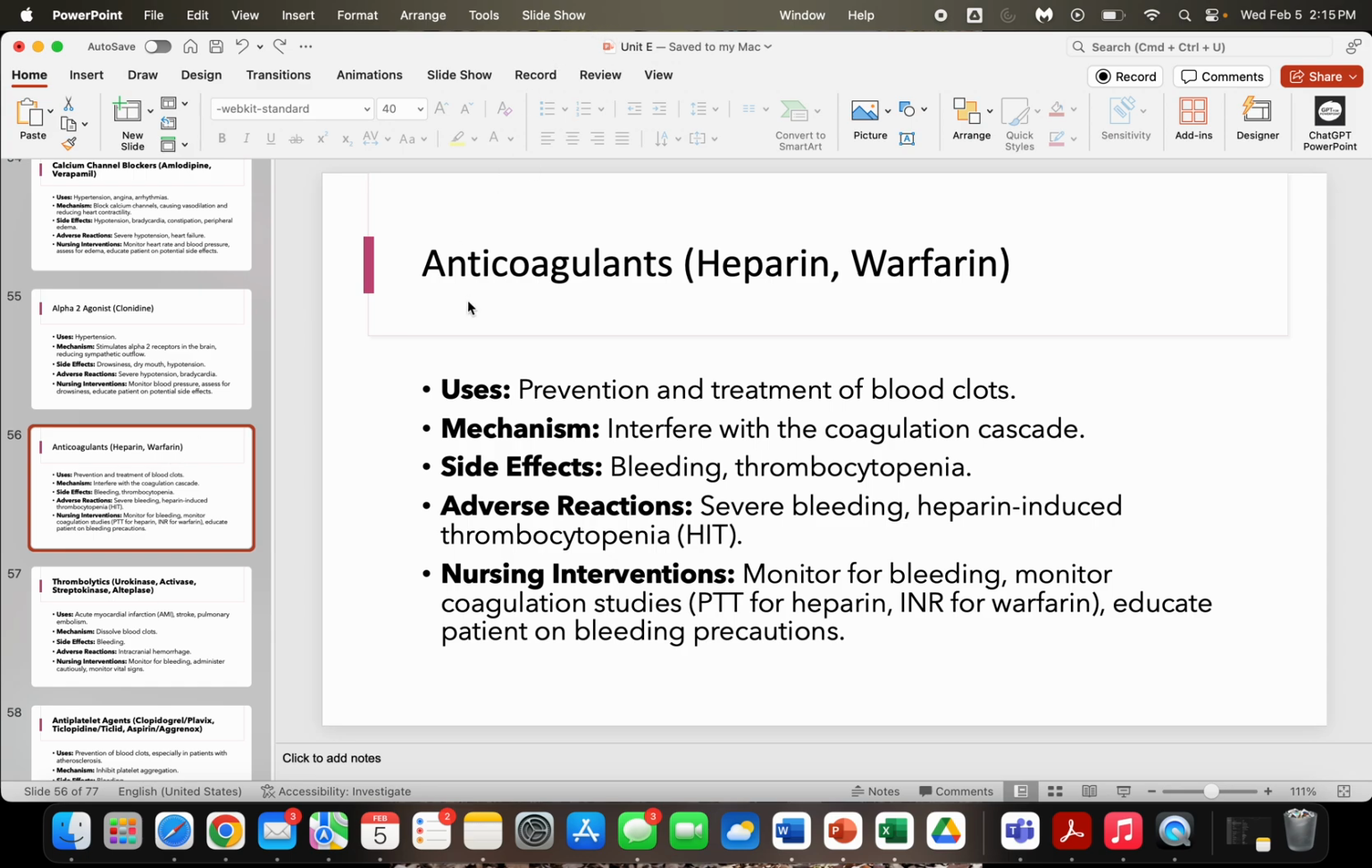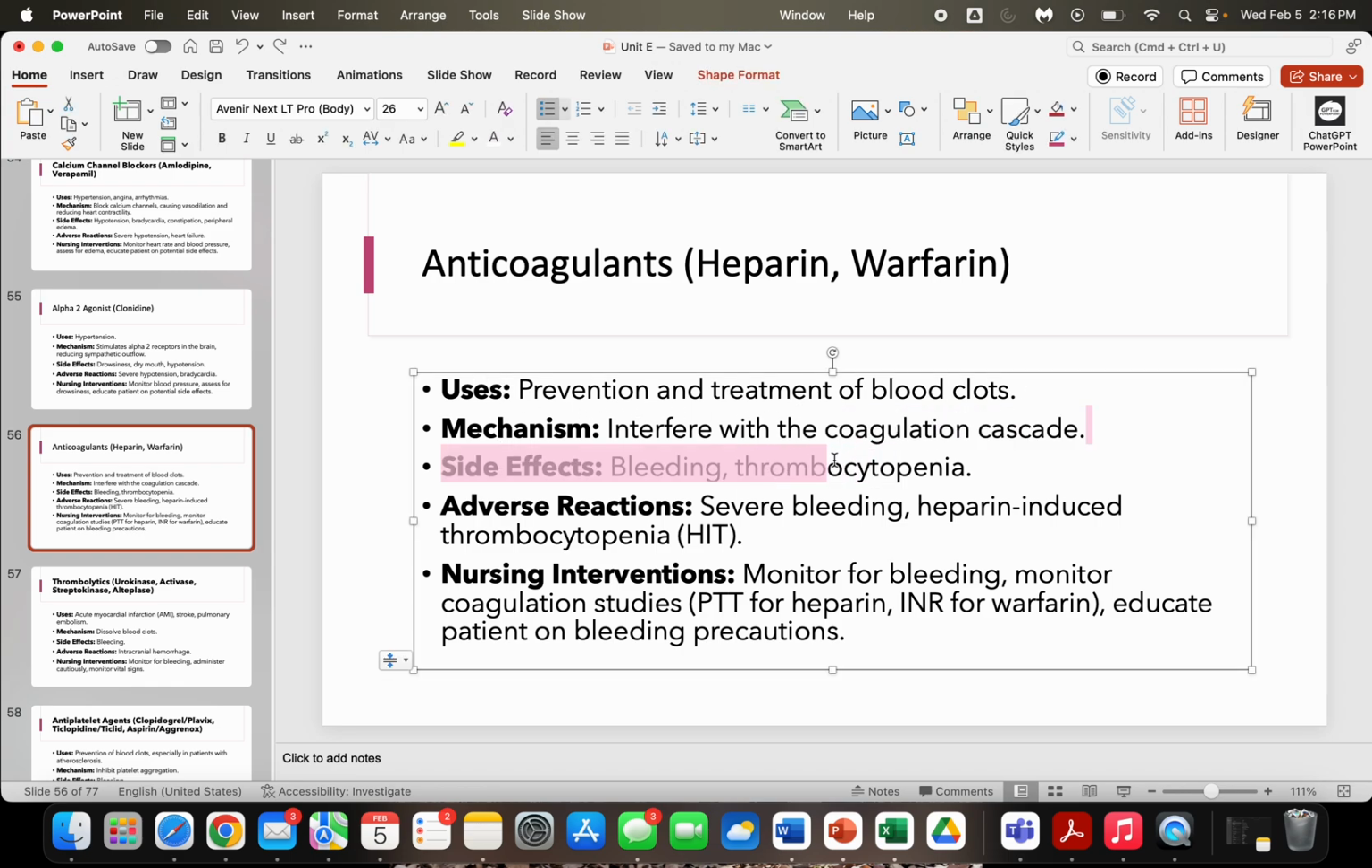Okay. So anticoagulants, we talked about those people with arterial occlusions, arterial insufficiency, venous insufficiency. We talked about venous emboli, thromboemboli. If we're treating those things, we have to give them an anticoagulant, okay? Heparin, warfarin, Lovenox. So what we're trying to do is prevent and treat blood clots, okay? What they do is they interfere with the coagulation cascade of the blood. They actually prevent that blood from coagulating.